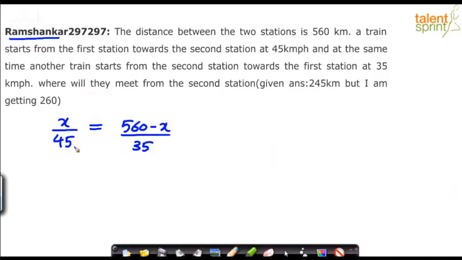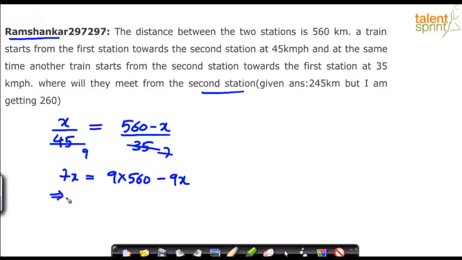So find out x. Remember, this x will give you the distance from the first station, but he's asking us to find the distance from the second station. So first we'll find x, and 560 minus x will be the final answer. So this is 7 times and 9 times. So 7x equals 9 into 560 minus 9x. So 16x is 9 into 560. What will be the value of x? It will be 9 into 35, yes or no? 560 divided by 16 is 35. So 9 into 35 is equal to 350.